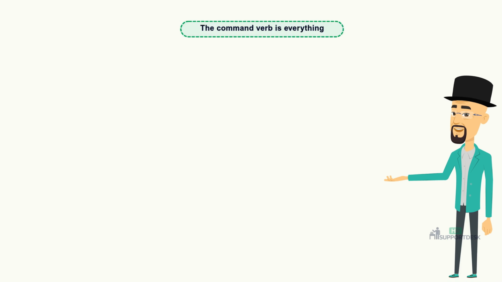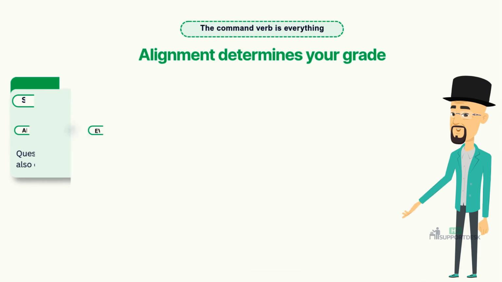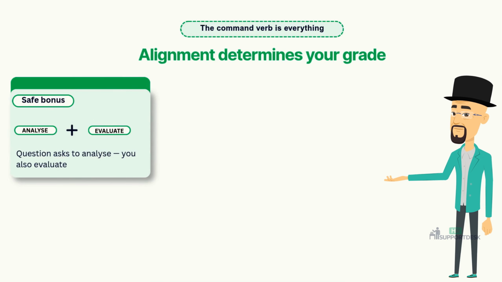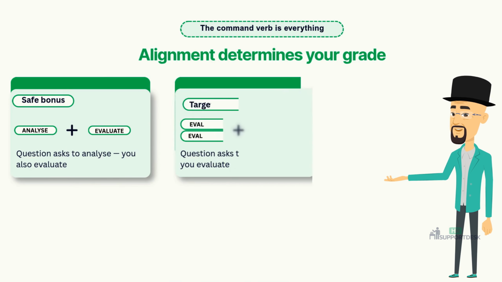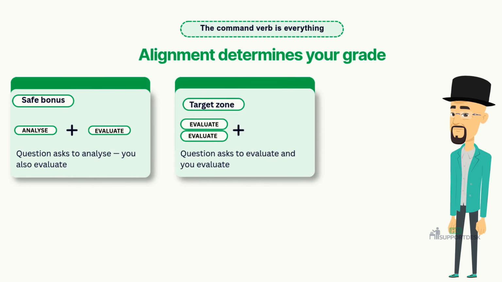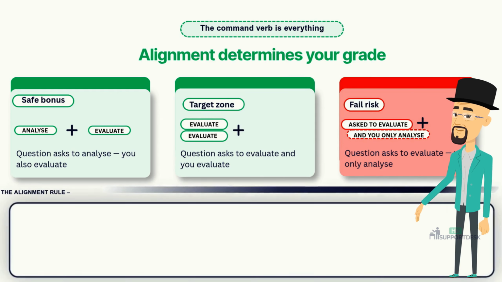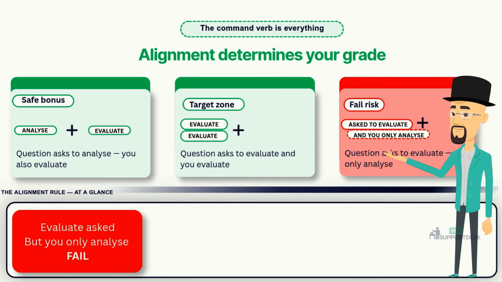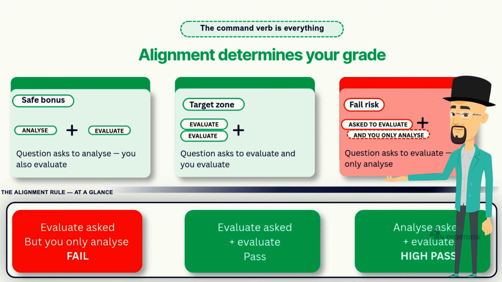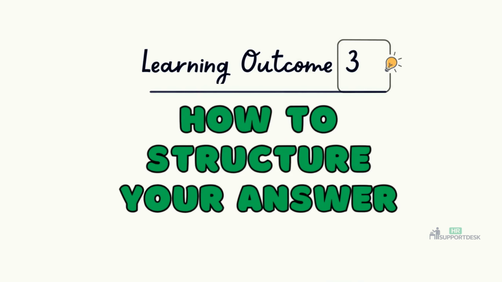Take note that for CIPD assignments, stronger answers will often move from analysis into evaluation, as this demonstrates deeper critical thinking. However, success depends on aligning with the command verb in question. But the risk lies in misalignment. If the question asks you to evaluate and you only analyze, you won't reach the required depth and thus fail. However, if you are asked to analyze and you evaluate instead, you may go beyond what is required and likely land a pass.